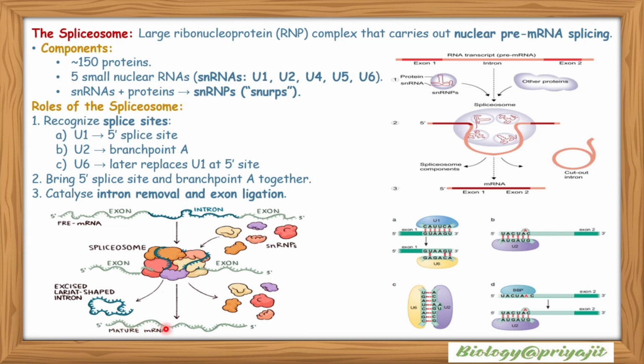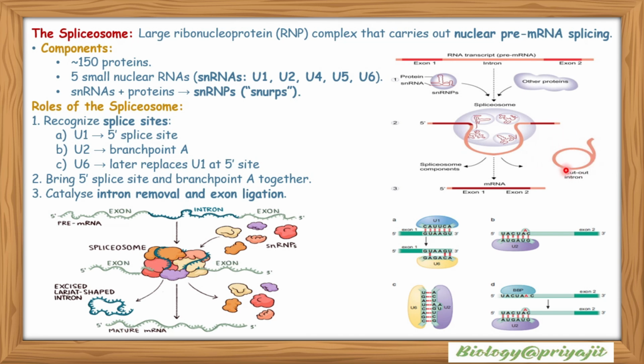So there should be a mature mRNA. So this is the RNA transcript, the pre-mRNA. There are exon 1 and exon 2, and in between the two exons there is an intron. With the help of protein and snRNA, a spliceosome complex will form and bind with the pre-mRNA, and then it will remove the cut-out intron.